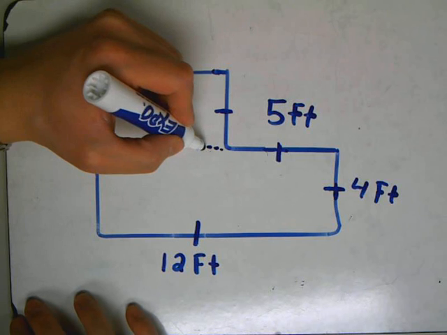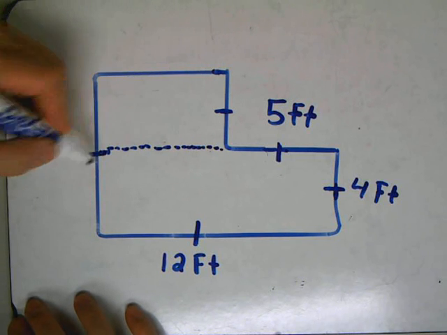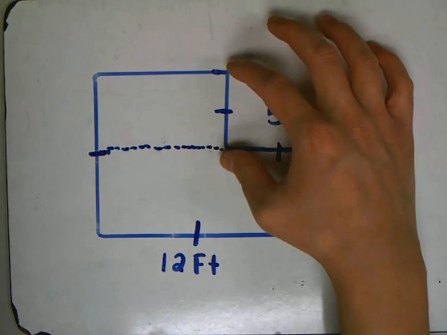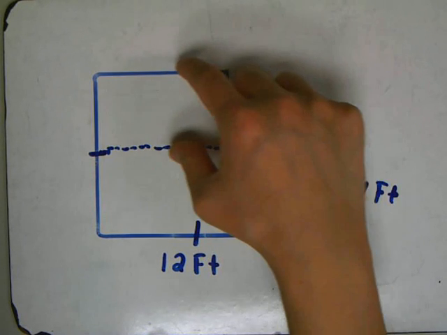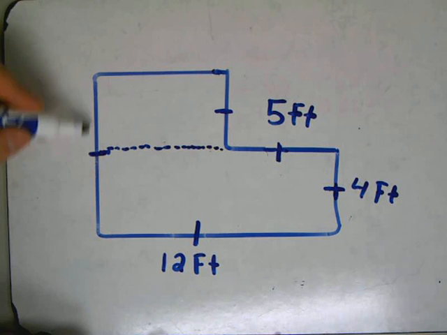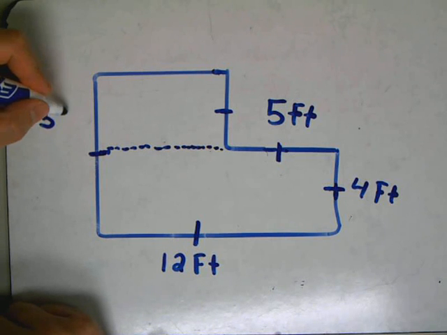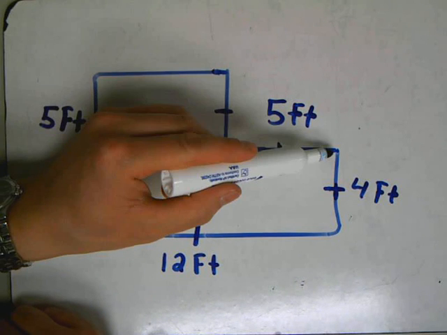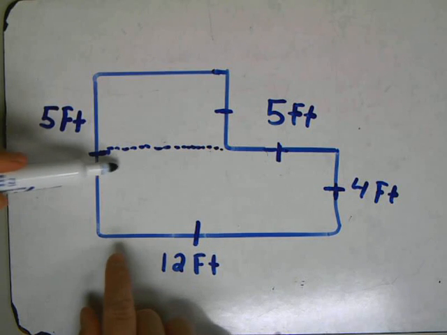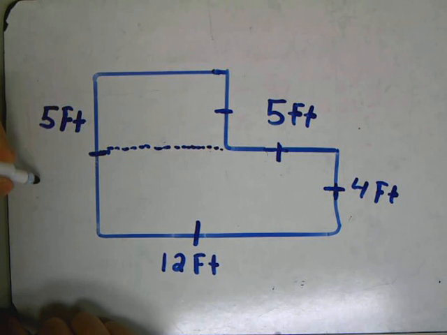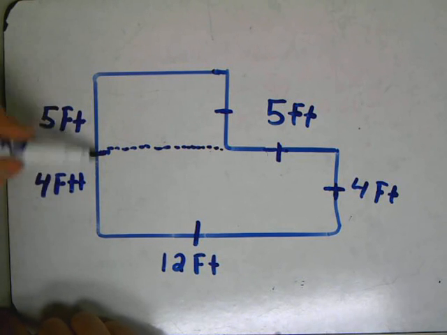If I draw a dotted line across my polygon, I know that this distance from here to here is 5 feet. If I drag my fingers across, I now know my distance from here to here will also be 5 feet. That will not change. Now, I also know that my width from here to here is 4 feet. Once again, if I slide all the way across my polygon, I know that the width of this measurement will also be 4 feet. I now have enough information to figure out what the width of this side would be.